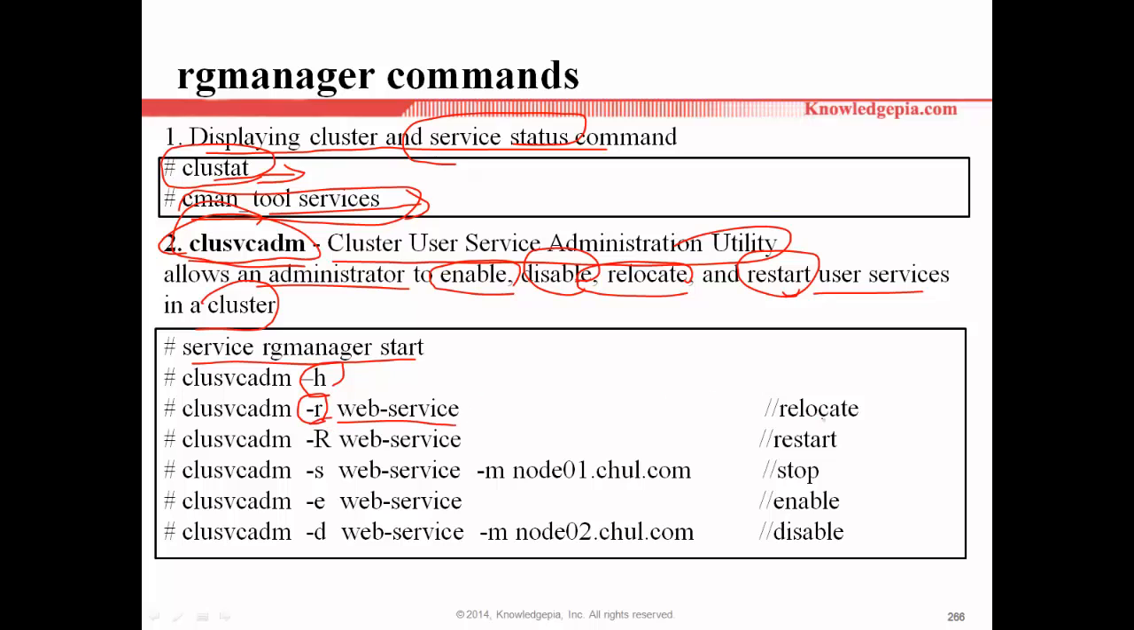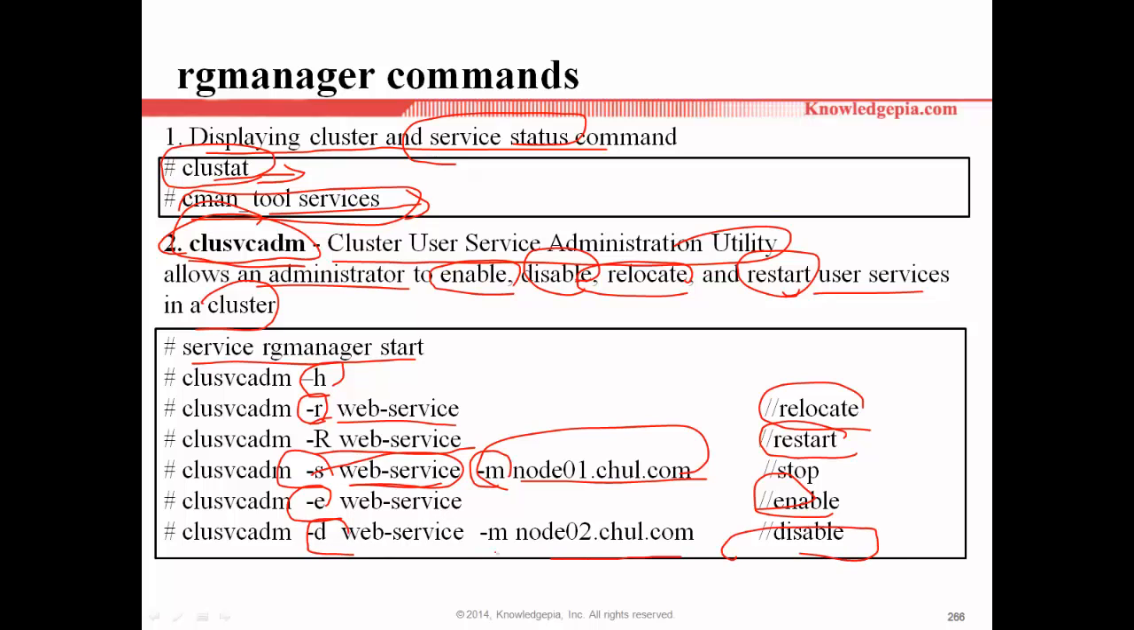Lowercase r means relocate to another cluster node. And capital R means restart. And -m, with the web service name and the member, for example node01.chol.com. In this case, on this member node, please start this service. And -e means enable, and -d means disable. So on this member node, please disable this service.